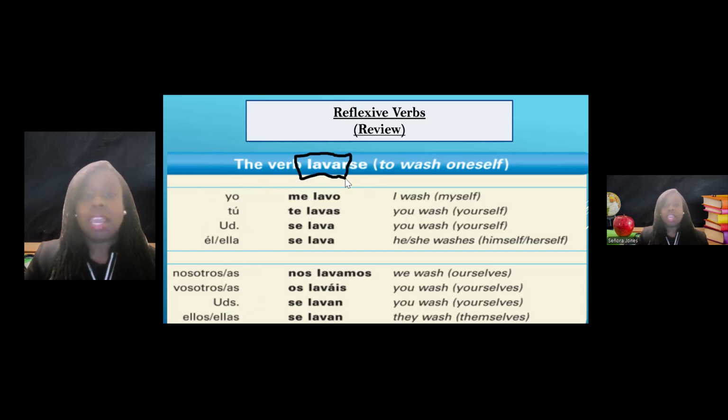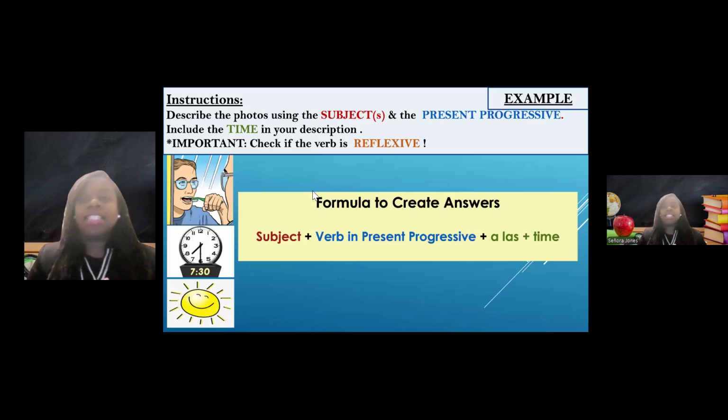The verb will either be an AR, ER, or IR verb. In this example, we're conjugating in the present tense, so we have our o, as, a, amos, an endings. And that's it. That's the most basic part of what makes up a reflexive verb. Again, this is just a review, not a full breakdown. So let's start with activity number 1.